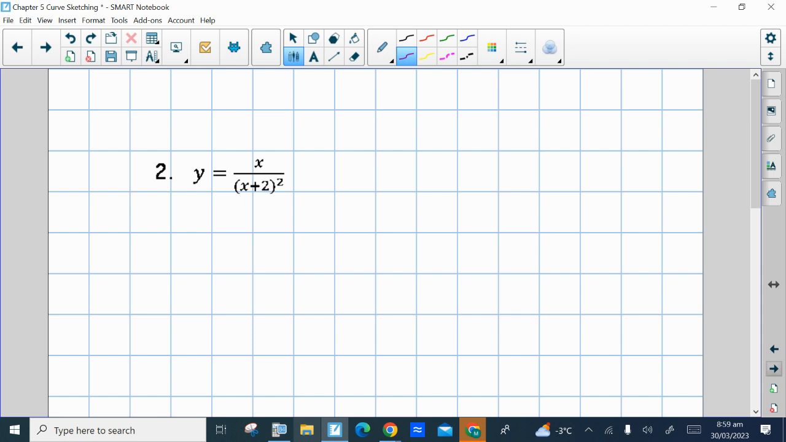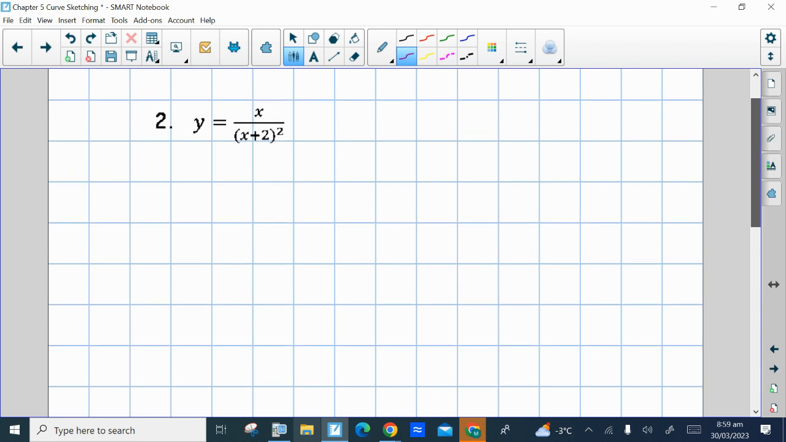All right, so this next one is a rational function. If we look at the denominator of x plus 2 all squared, we're going to have a non-permissive value here. X cannot equal negative 2, because that'll give you 0 on the bottom. So therefore, x equals negative 2 is a vertical asymptote.